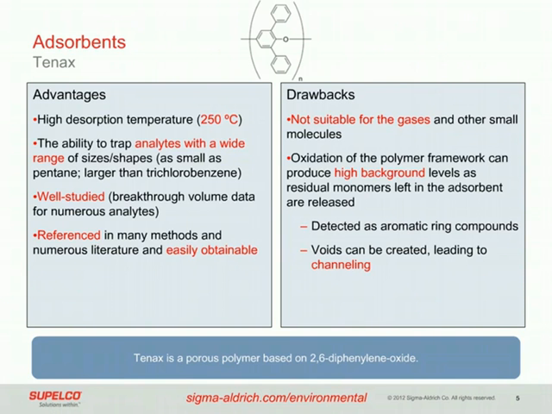The other drawback of 10X is we can have oxidation of the polymer framework, which can produce high background levels as residual monomers that are left in the adsorbent are released. These will be detected as aromatic ring compounds in the chromatography. In extreme cases, voids can be created, leading to some channeling. And as the picture shows, 10X is a porous polymer based on 2,6-diphenylene oxide.